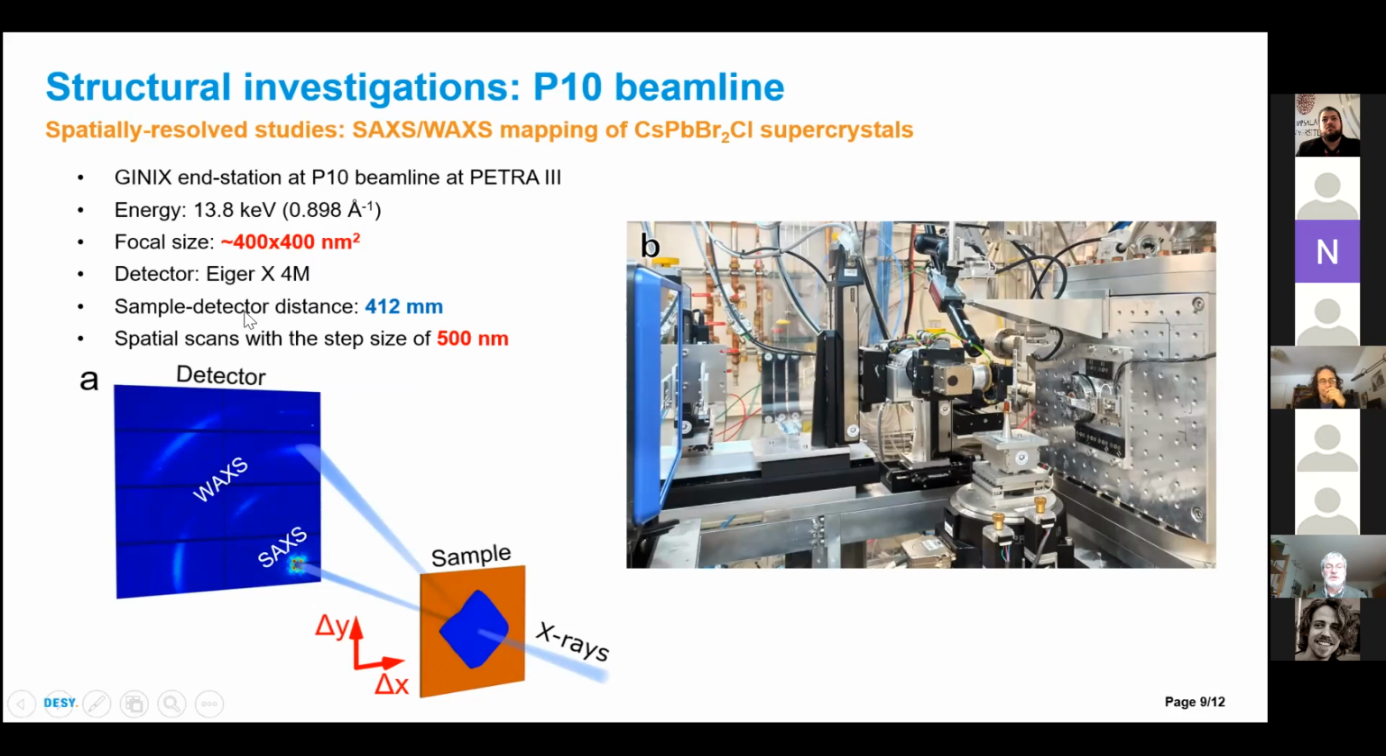The sample to detector distance was quite short, 400 millimeters. Special scans were made with a step size of 500 nanometers. And what was important for these measurements is that we specially shifted the detector so that we could simultaneously measure the SAX pattern together with the WAX pattern, and that was very important for us.